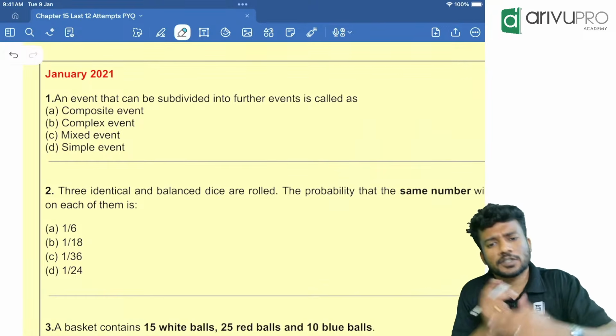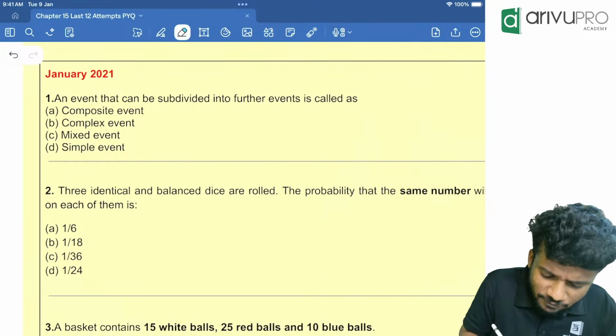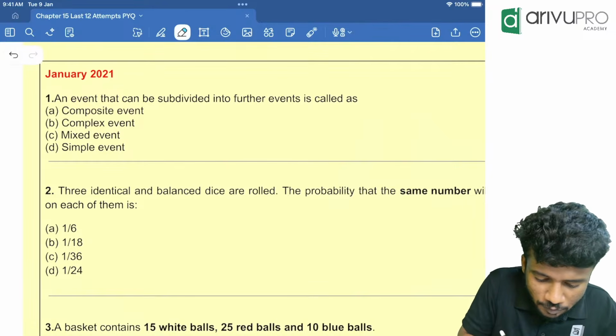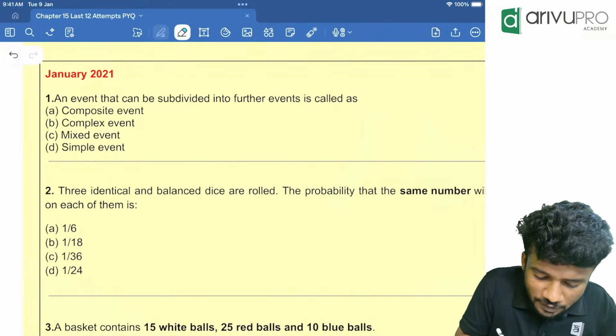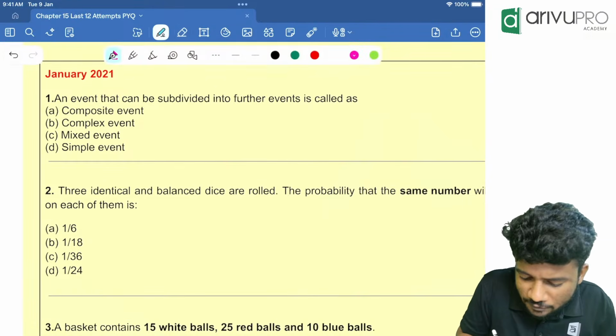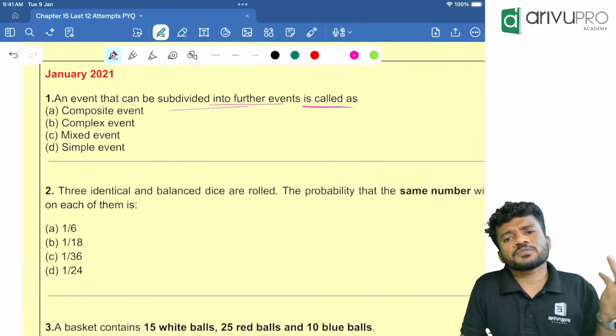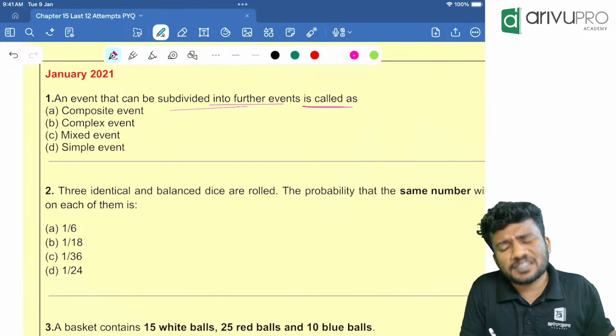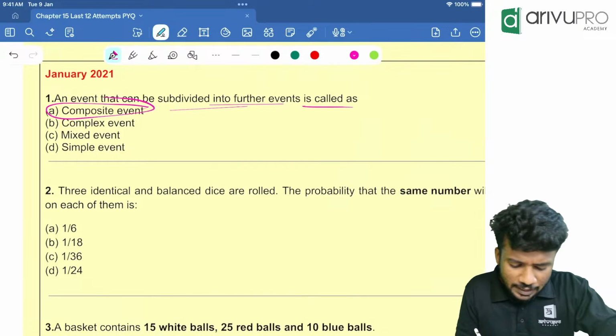Let's start off with the first question. An event that can be subdivided into further events is called as what? Everyone knows the answer. It is composite events.